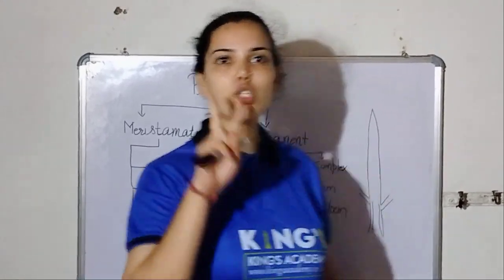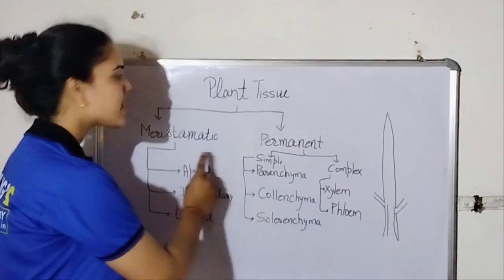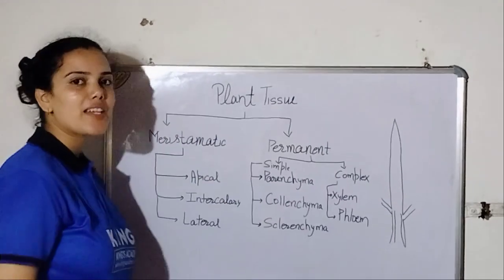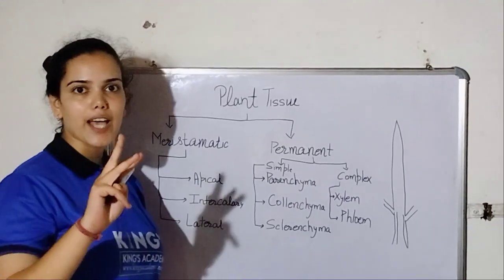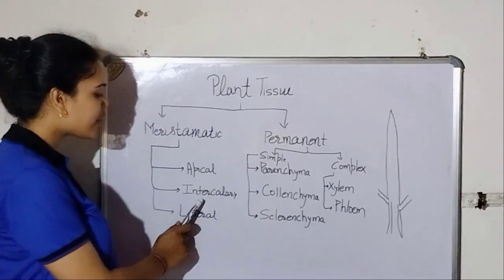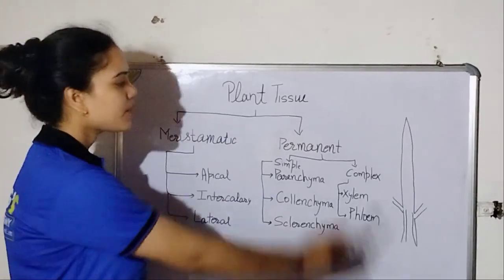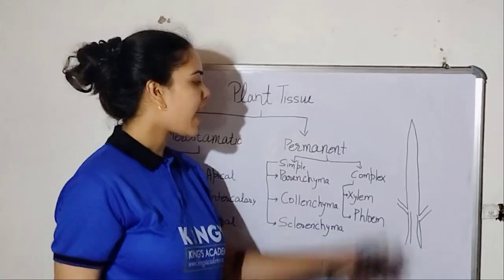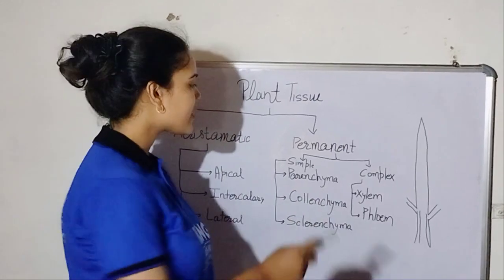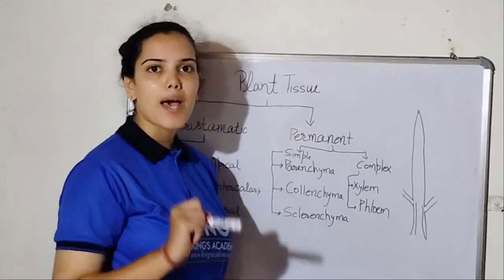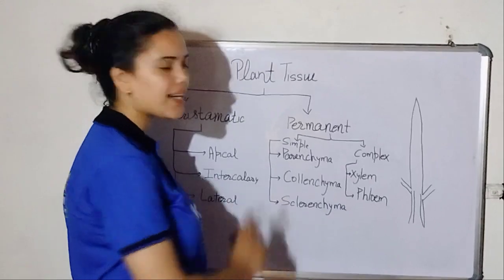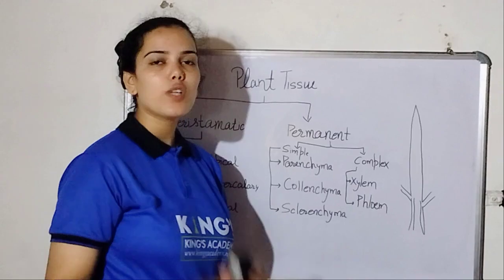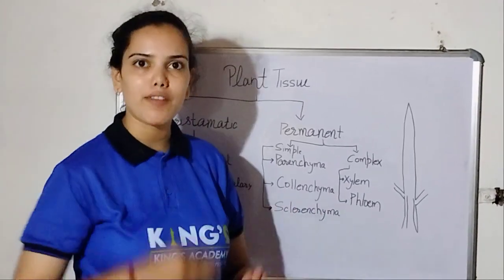So basically there are two types of plant tissues. One is meristematic and another one is permanent tissue. The meristematic tissue is again divided into three types: apical, intercalary and lateral. Permanent tissue is again divided into two types, simple permanent and complex permanent. Simple permanent is divided into three types: parenchyma, collenchyma and sclerenchyma, and complex tissue is divided into xylem and phloem. So let's discuss all these one by one, right?